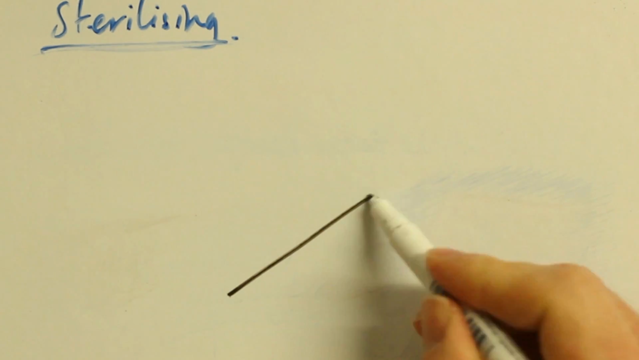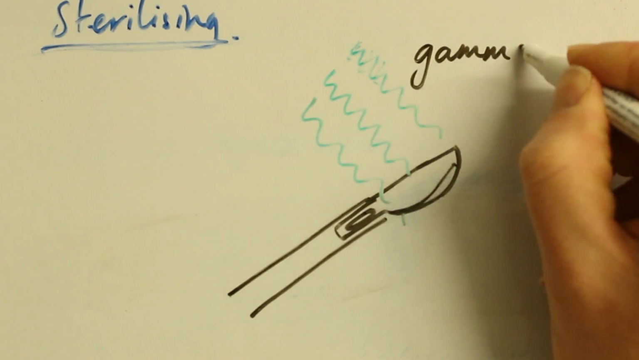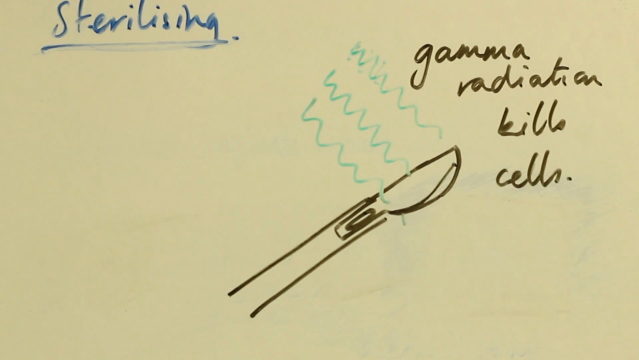We can use radiation for sterilising, and actually all medical apparatus is sterilised by radioactive sources. The radiation kills any bacteria, and then the equipment is packaged so it's always going to be sterile at use.